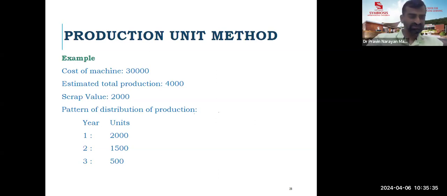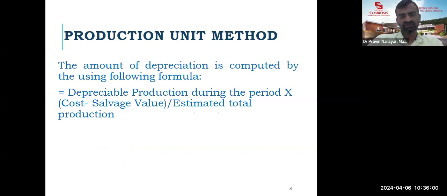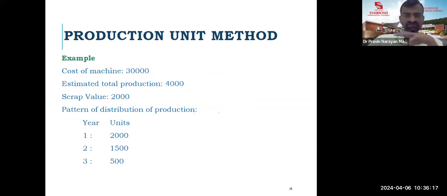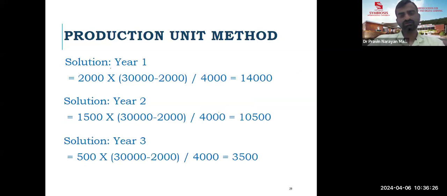So let's understand with the help of an example. The cost of machine is 3 lakh, estimated production is 4,000 units, salvage value is 2,000. The pattern of distribution of production is first year 2,000 units, second year 1,500, third year 500 units. Again, I am showing the formula. Depreciable production, that is number of units produced, into cost minus salvage value divided by estimated total production. And this is the example. So first year 2,000 into 3,000, that is the cost, 2,000 is the scrap value, and estimated production is 4,000 units.